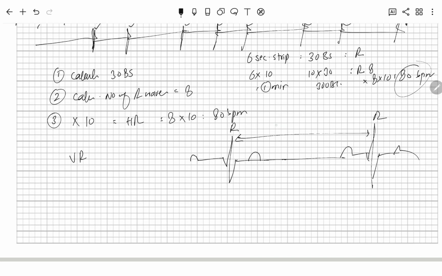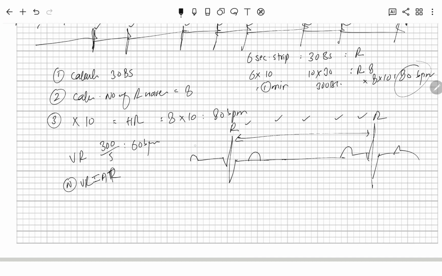So in this condition, between two R waves we have 1, 2, 3, 4 and 5 big squares here, right? So the rate will be 300 divided by 5, we'll have 60 beats per minute, right? So this is the ventricular rate, and it should be equal to the atrial rate. So normally ventricular rate is equal to atrial rate, right?